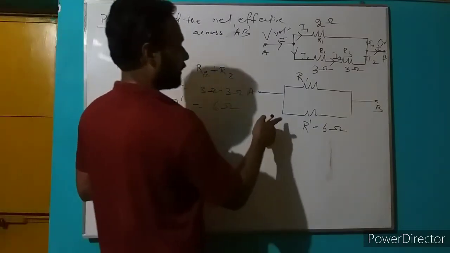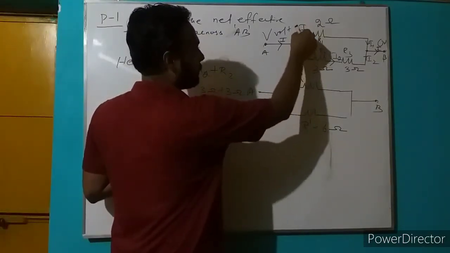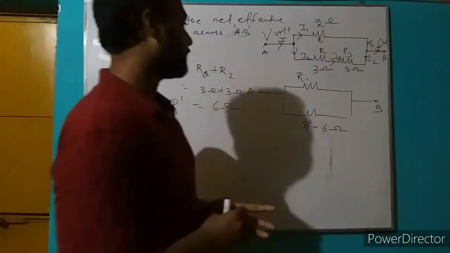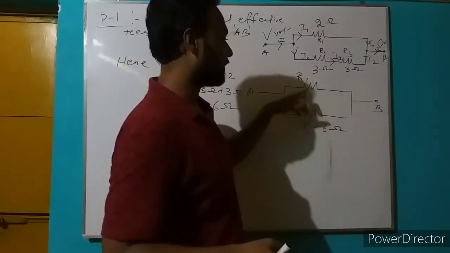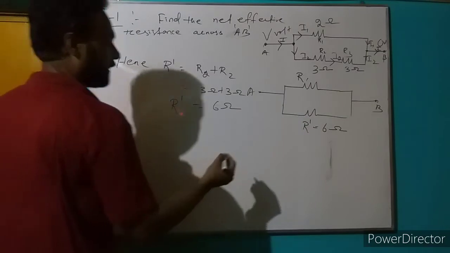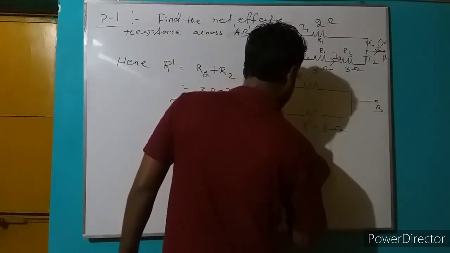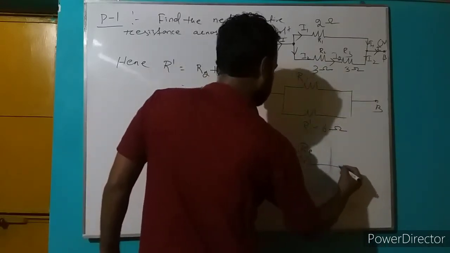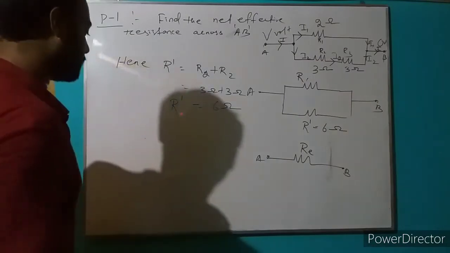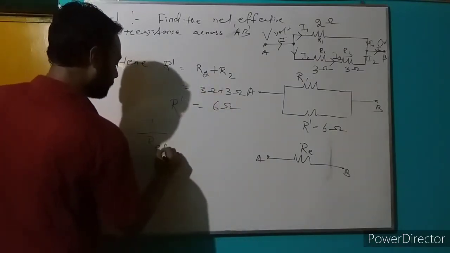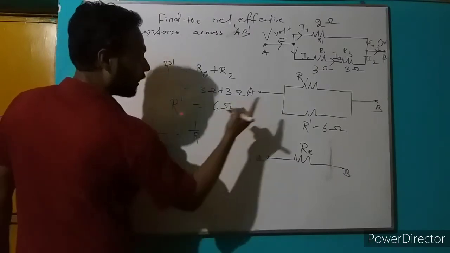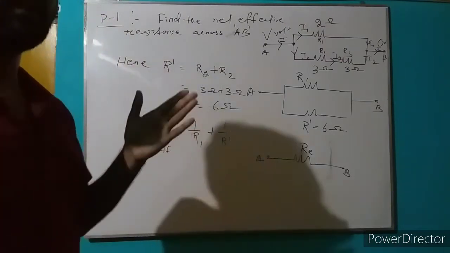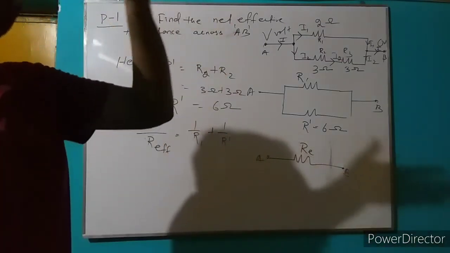Now as you know the current becomes divided, and in which case the current becomes distributed, that is called parallel connection. That means that resistor and that resistor are connected in parallel. That's why the net effective resistance across AB, R effective across AB, is given by, as you know, in parallel connection 1 by R effective equal to 1 by R1 plus 1 by R prime, that is 1 by R1 plus 1 by R2.